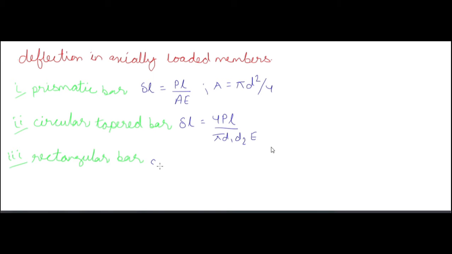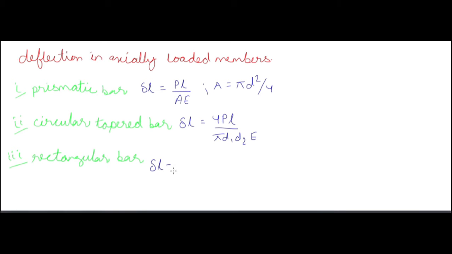In a circular tapered bar, the elongation delta L is equal to 4PL divided by pi d1 d2 E. P is the load acting on that bar in the axial direction, L is the length of the bar, d1 is the diameter at one extreme, and d2 is the diameter at the other extreme. That means d1 is the major or larger diameter, d2 is the minor or smaller diameter, and E is the Young's modulus or modulus of elasticity.